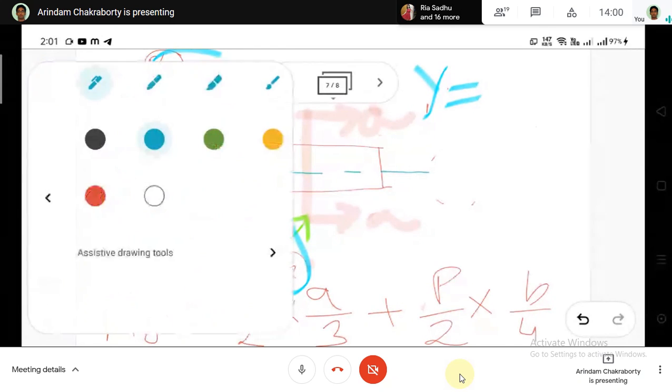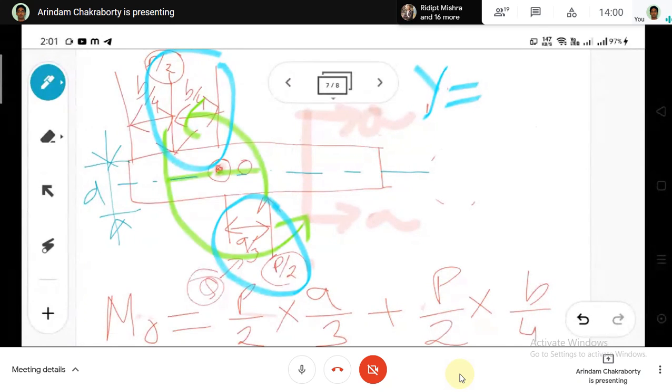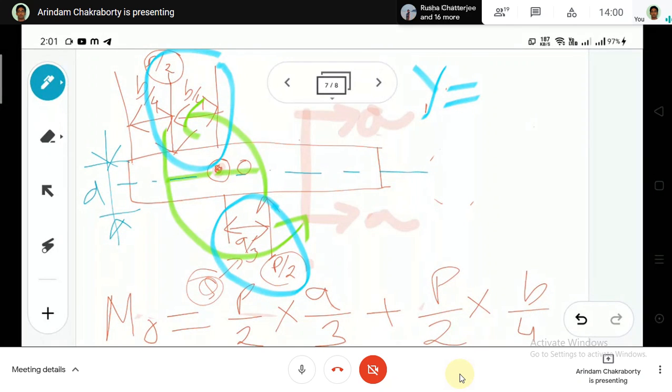If you rotate this along its axis, then also you will get the same value. Right or wrong?